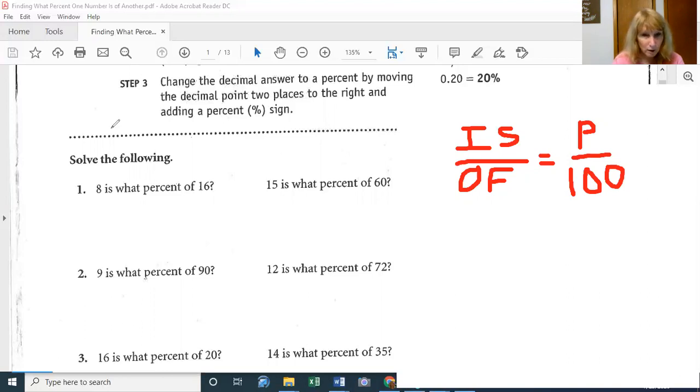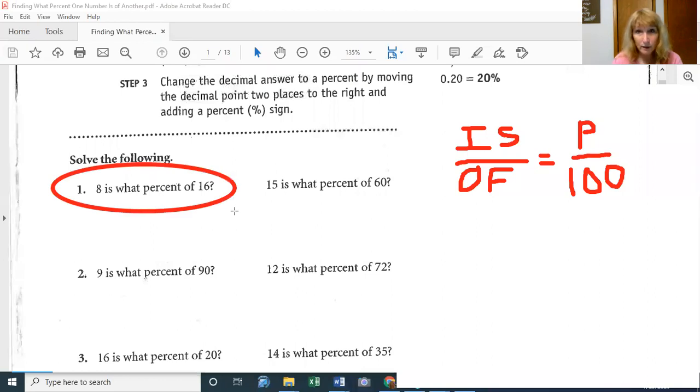So the first one here says 8 is what percent of 16? The way this works is you say 8 is. So the is is 8. What percent, that's the question mark, that's what we're going to be looking for, of 16. So 16 is our of. And then we just plug it into our formula. Is on top, so 8 is going to go on top. Of is going to go on the bottom. Of is 16 in this case.